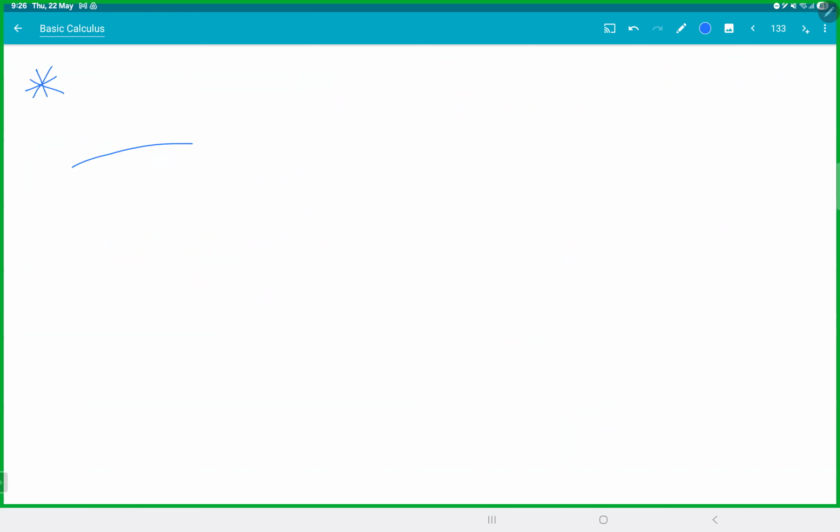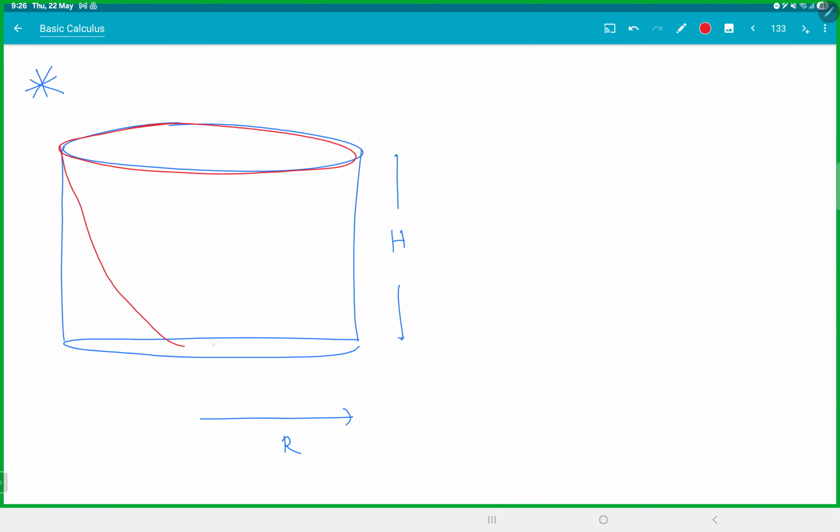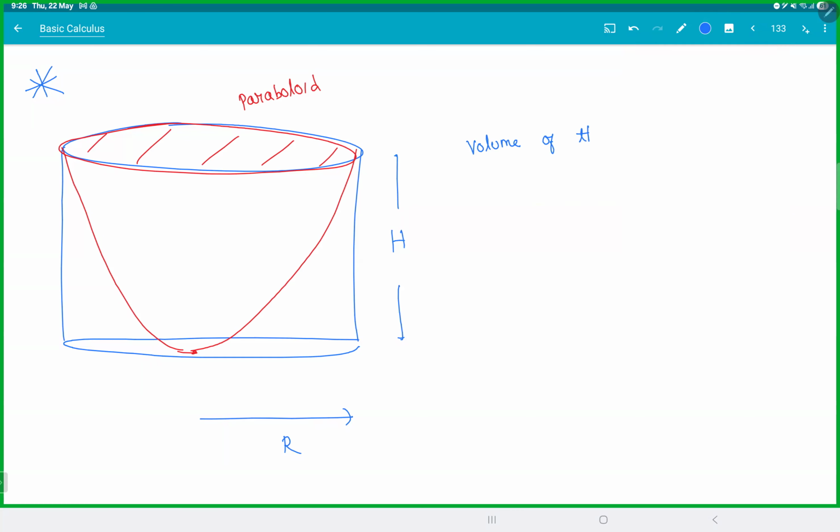Like Samek guessed it, he figured it out. If you make a cylinder of radius r and height h, and inside this cylinder you make a paraboloid, we get the result like this. The volume of the paraboloid is half of the volume of the cylinder it is enclosed in. That is how you can remember it without any integration.